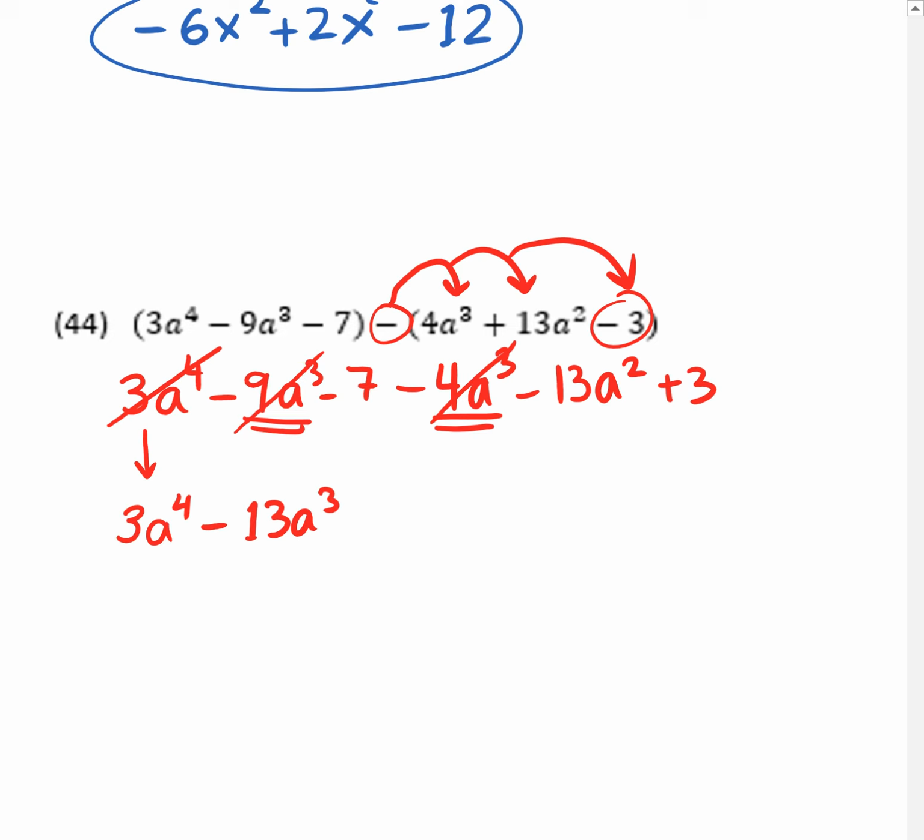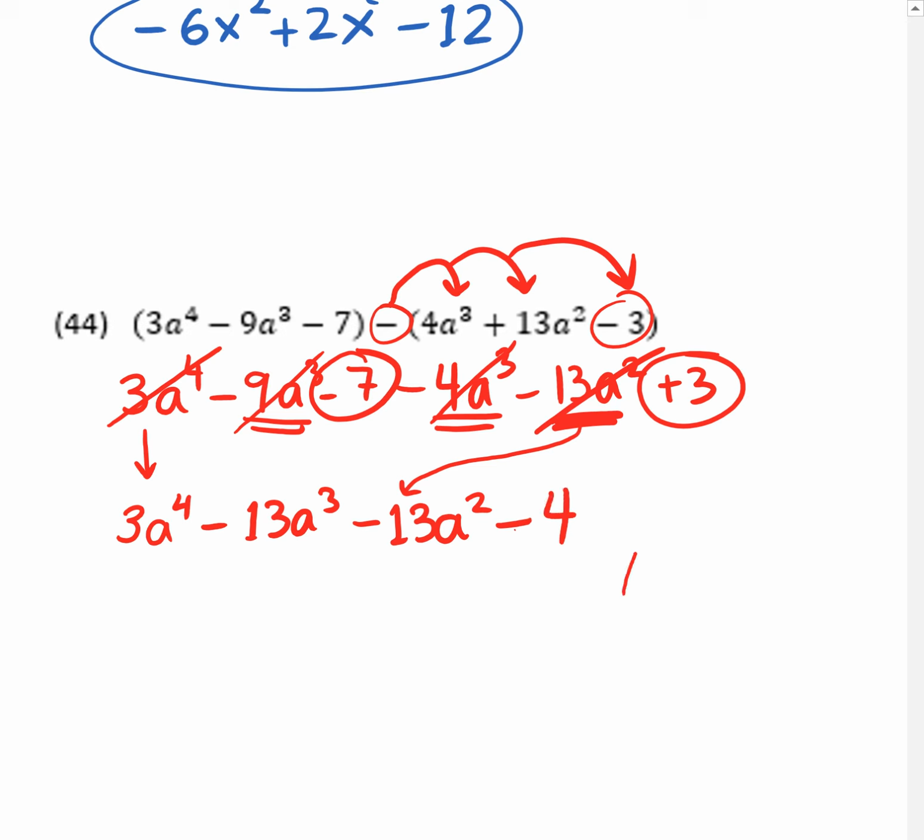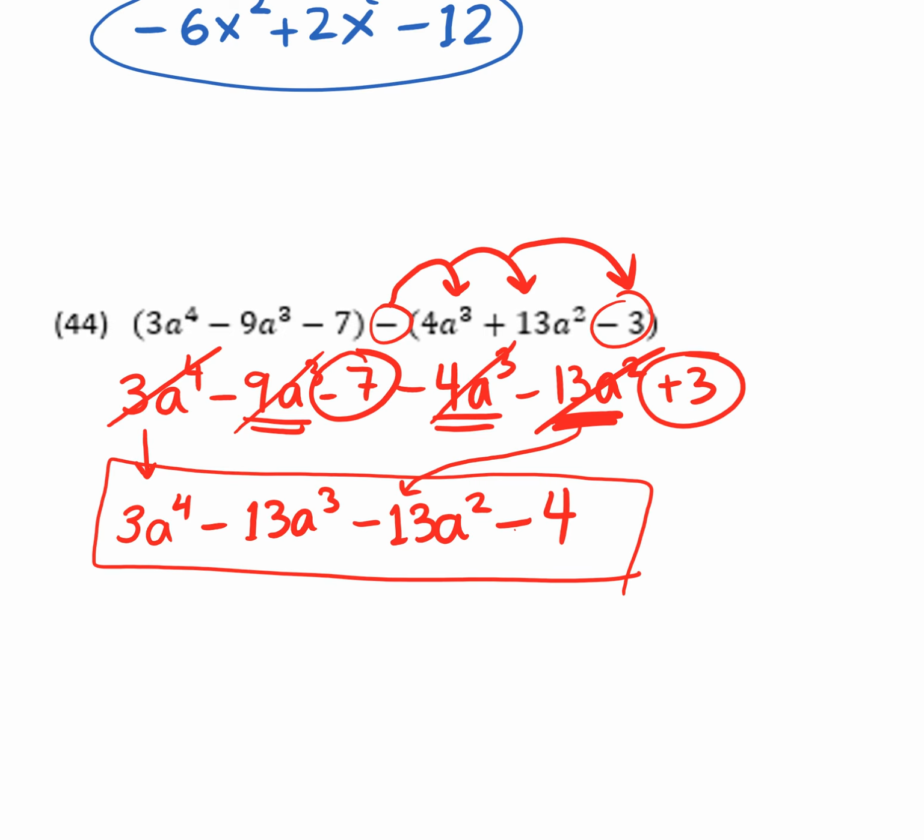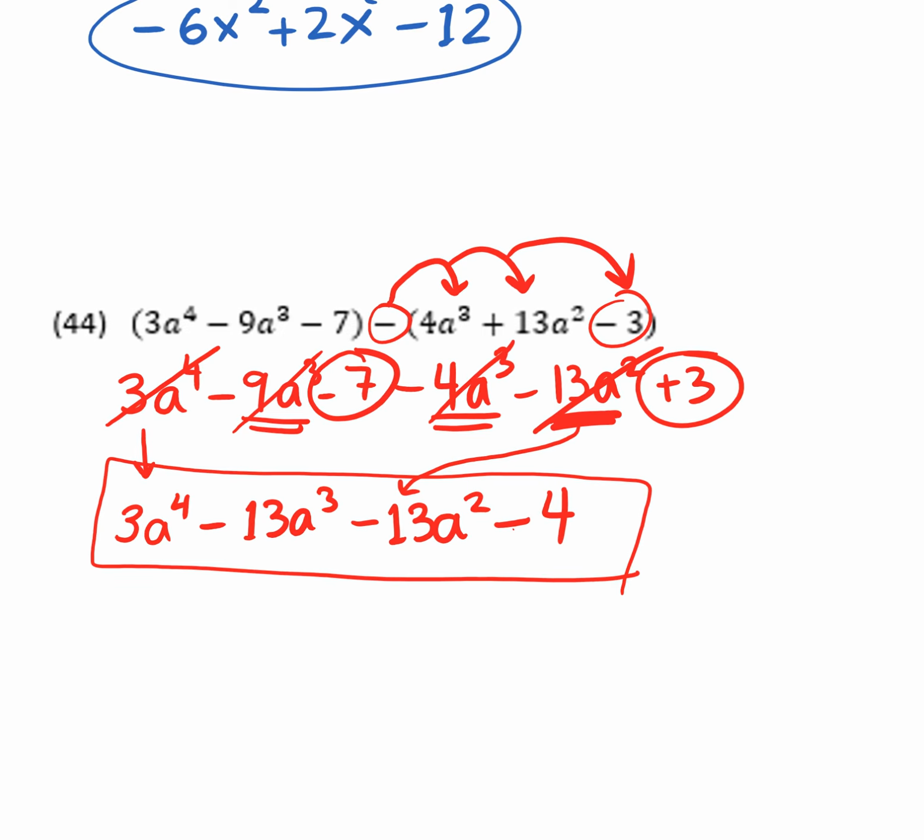The next highest power is the a squared, but he doesn't have a like term, so he'll just stay as is. Negative 13a squared. And all that's left now is the negative 7 and the positive 3. See, negative 7 plus 3 is negative 4. There we go. And then just because we were scanning for highest powers as we went, we know that our answer is going to be in descending order of powers like we're supposed to have. So that's a good sign. All right, that's a good one.